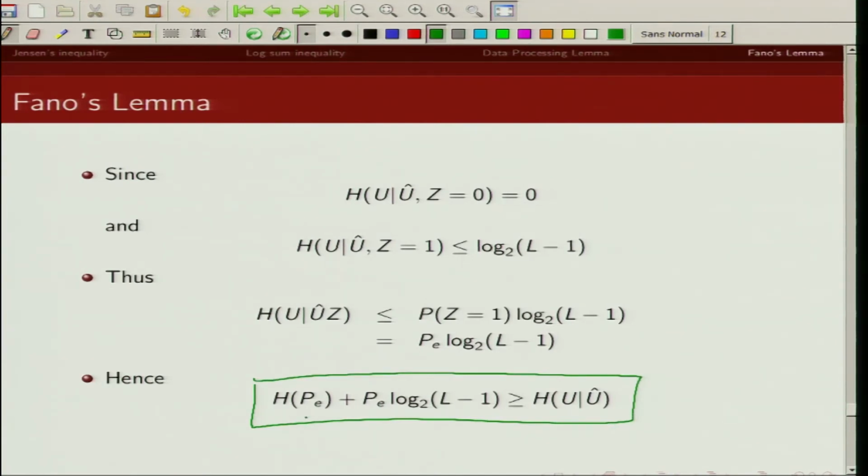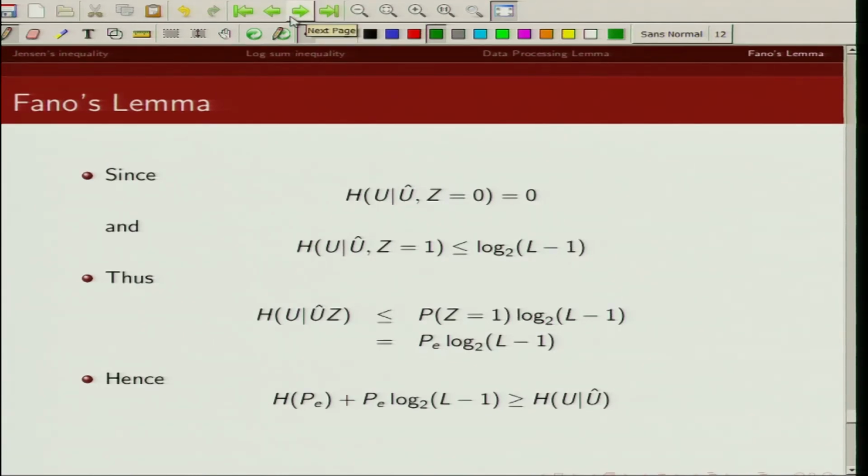Note this is a convex function of p, and this is a linear function of p, so it is the sum of a convex function of p and a linear function. So this is our Fano's lemma.